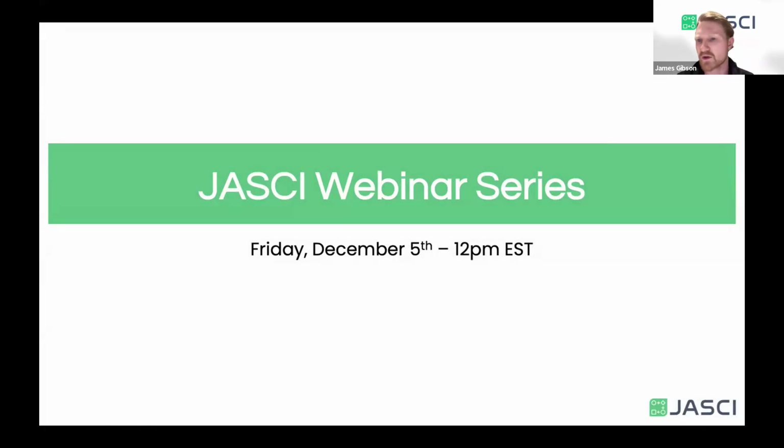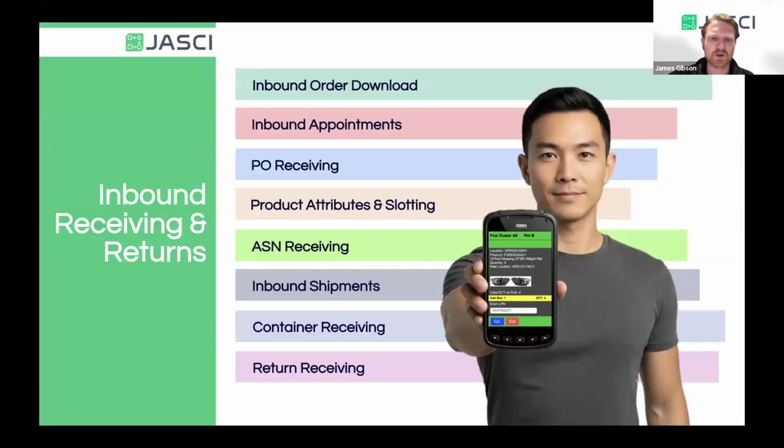Today we're going to be going over inbound receiving and returns. Before I hand things over to Joe, we're going to be going through our order download and appointment screens, as well as some of the receiving options within JASCI. Typical receiving options like PO receiving, ASN receiving, as well as some container and returns receiving.